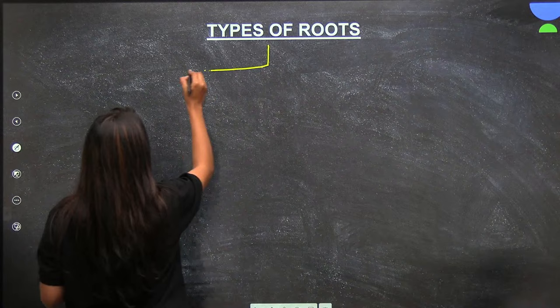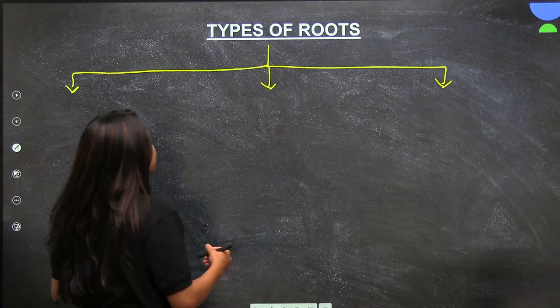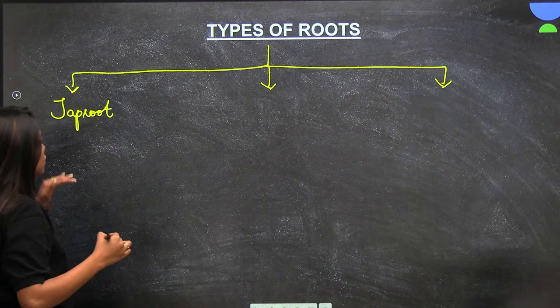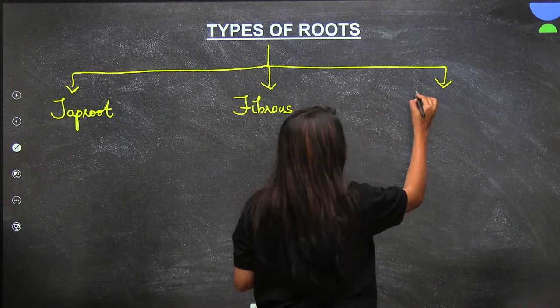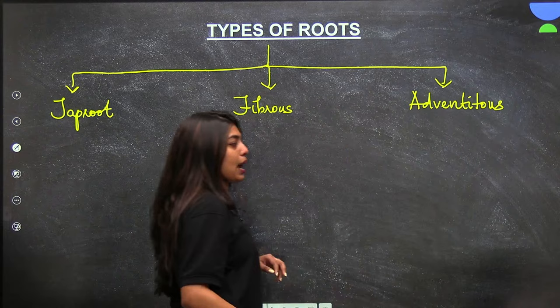Roots are of three types. The first one is called your tap root. I know people have studied this in your 10th also. Tap root, fibrous root and adventitious root. Tap root, fibrous root and adventitious root.